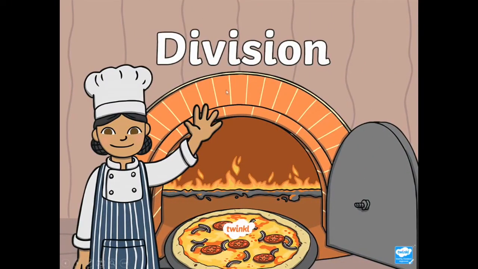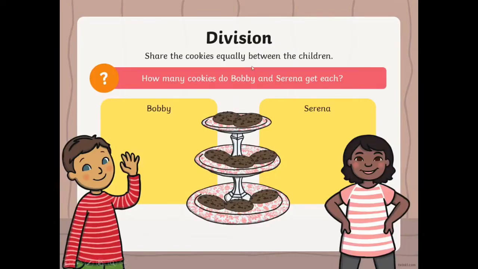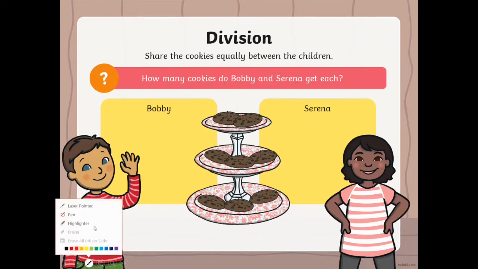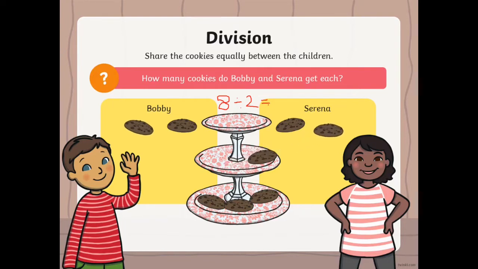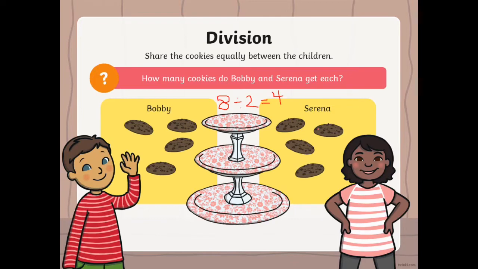Okay, so we're looking at division now. I'm going to show you some problems to see if you can figure them out. It says, share the cookies equally between the children. How many cookies do Bobby and Serena each get? So let's just practice writing it first. There's 1, 2, 3, 4, 5, 6, 7, 8. So we're going to have 8 cookies. And we're going to divide them into how many equal groups? Into 2 equal groups, because there's 2 friends here. And then how many will each of them get? What is 8 divided by 2? Did you know the answer? I do. It is 4. Each of them will get 4.